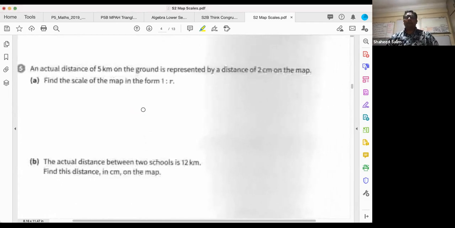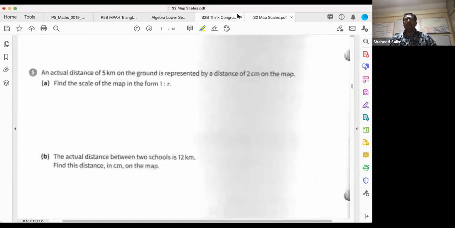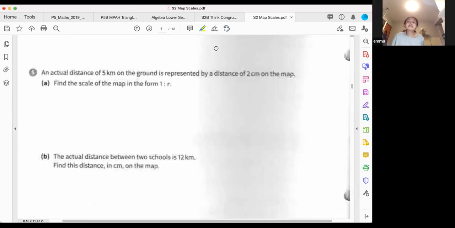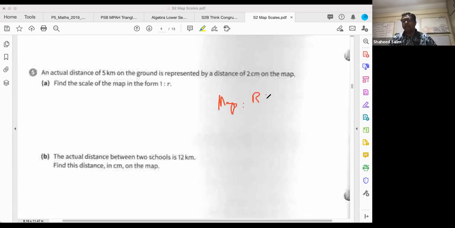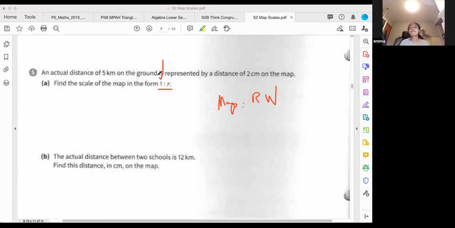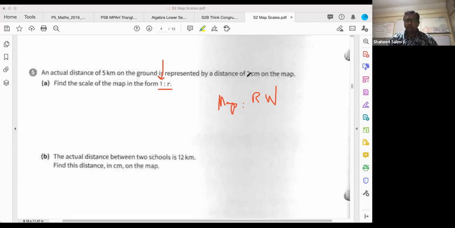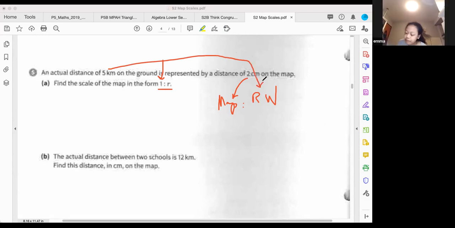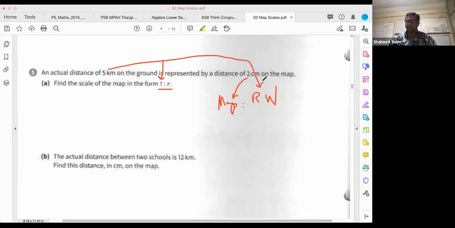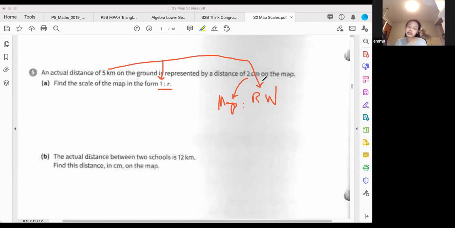Okay, you try now. So you must always have your ratio ready. This is how I do it. I will do map and then real world, and then I'll write. Okay, you try now in this form. Remember the first part is 1. So you write it down in this form first. You write and tell me what's the scale of the map. 2 to 5. 2 to 5, yes.